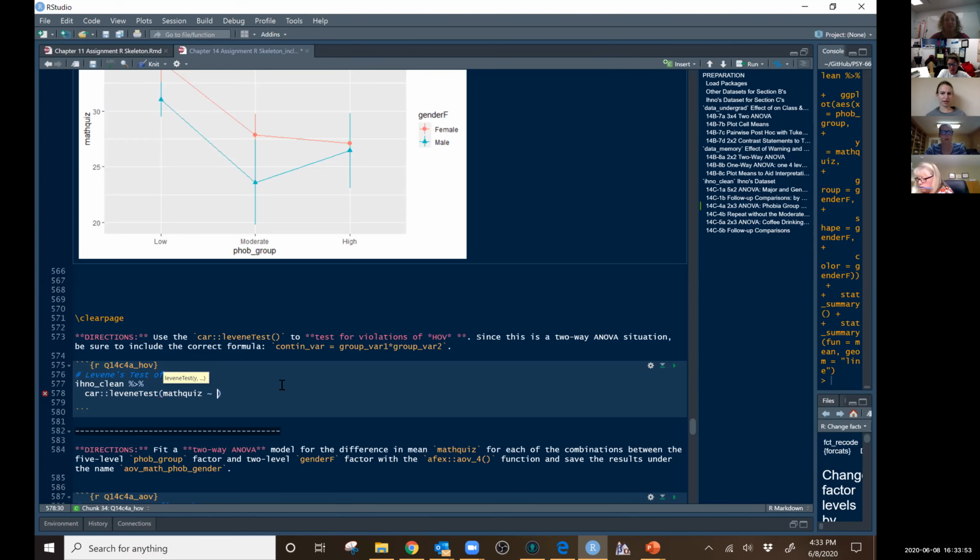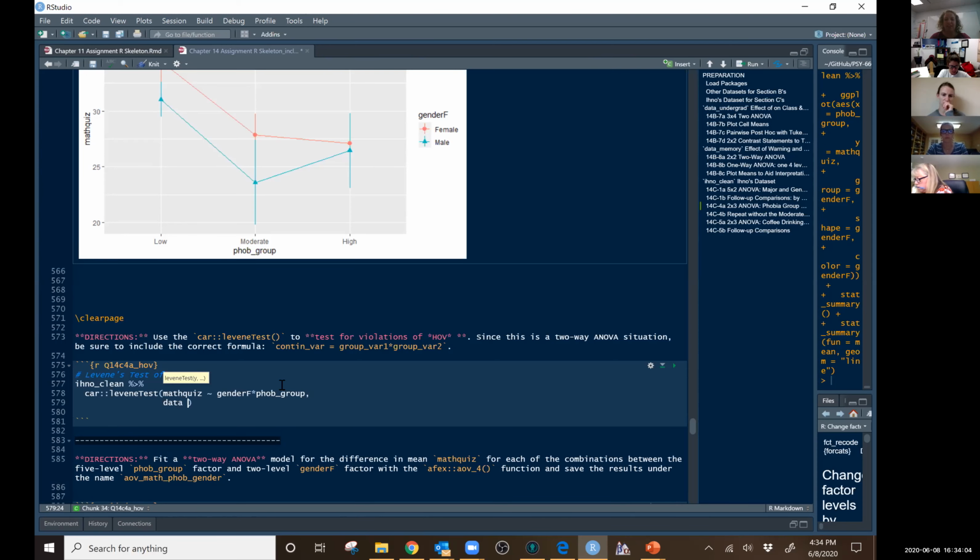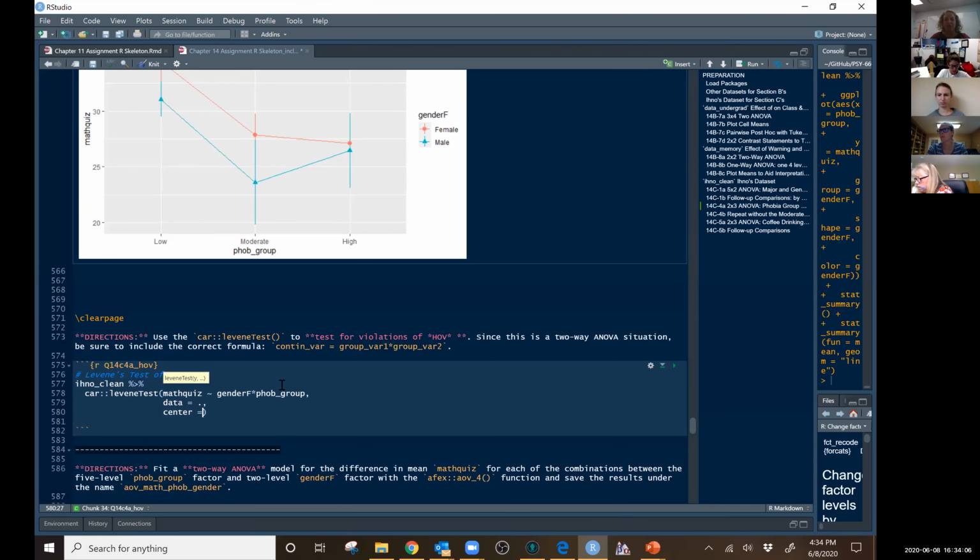Do gender F. Bob group. Gender F asterisk phobe group. Data equals dot and center equals mean.